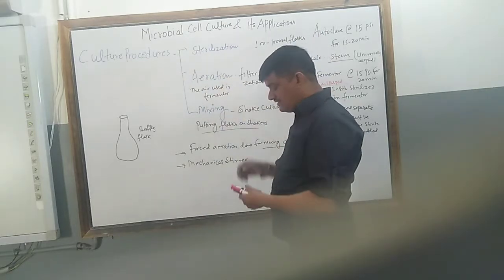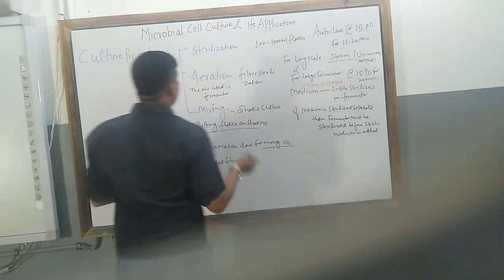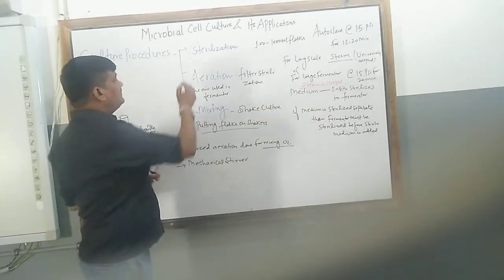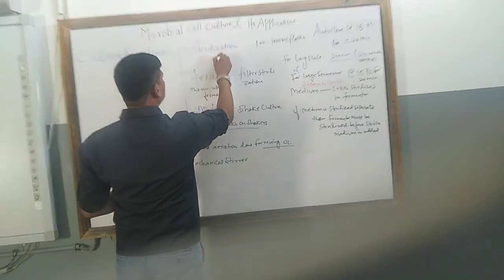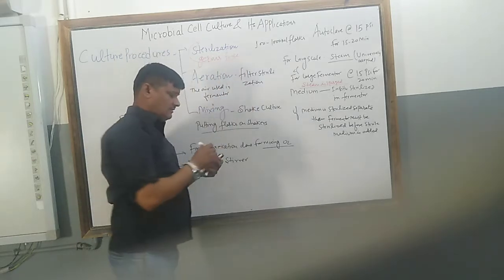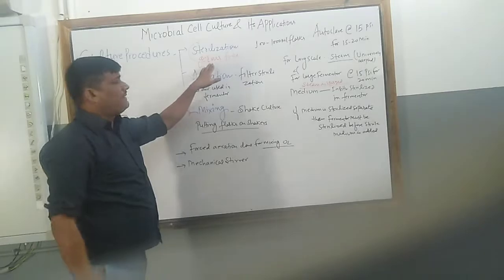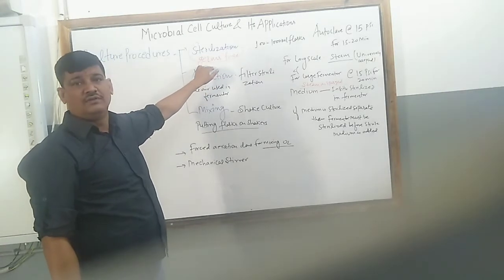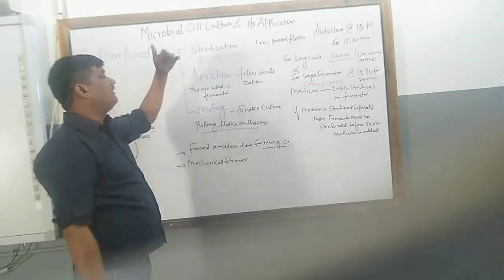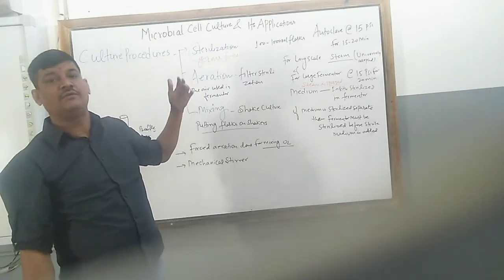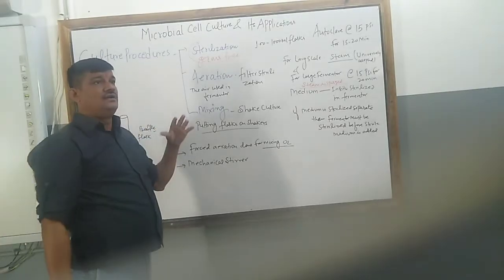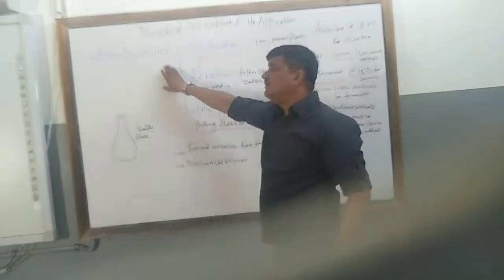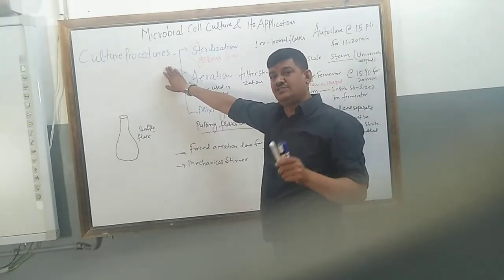First one is sterilization. What is the meaning of sterilization? To make the surface sterile, that is germ free. You know, bacteria, fungi and other unknown microorganisms stick to the surface of the fermenter, to the surface of the equipment we are taking for the culture process. So the basic need is sterilization.